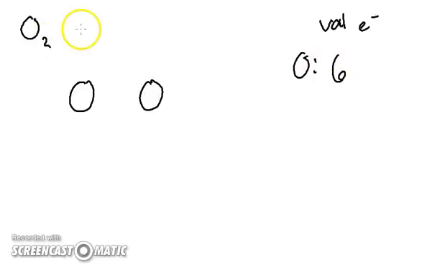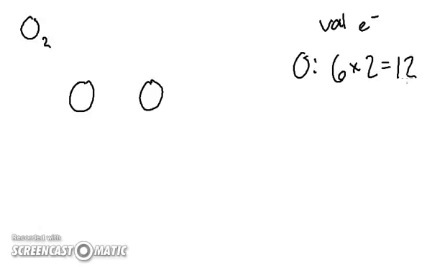We can see from the formula that there are 2 atoms of oxygen, so we should multiply that 6 by 2, which gives us 12, and that's our total number of valence electrons in this case, since we don't have any other atoms present.